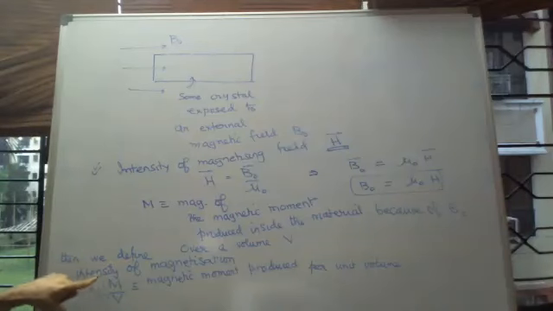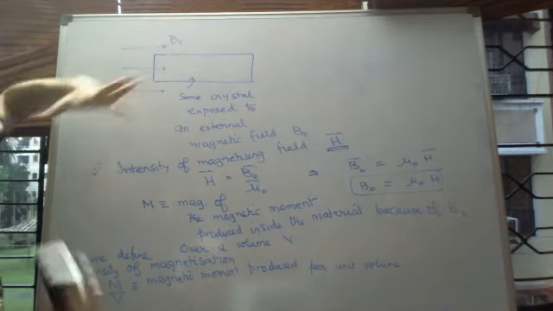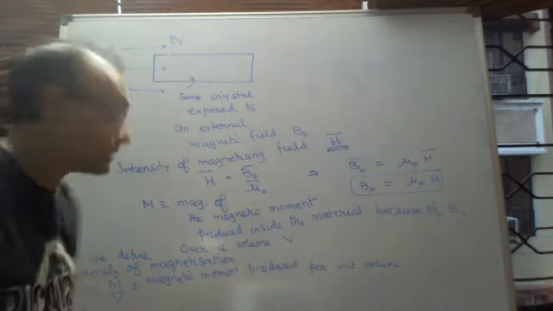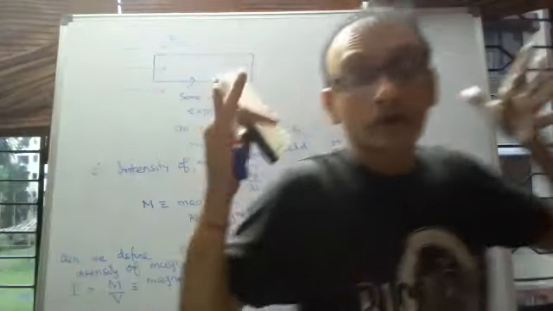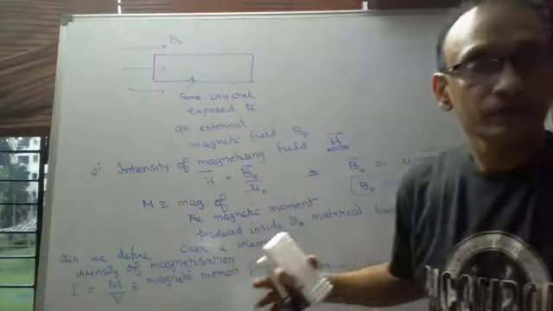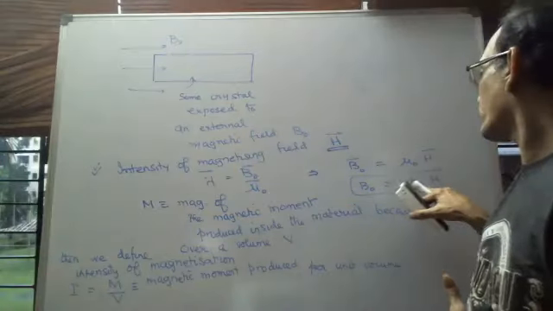Then we define intensity of magnetization I as magnetic moment produced per unit volume because of B naught. ये अंदर magnetic moments produce हो जाएगा, मतलब material magnetize हो जाएगा. That will be measured by I. H measures क्या? The magnetizing field, intensity of magnetizing field B naught by mu naught.